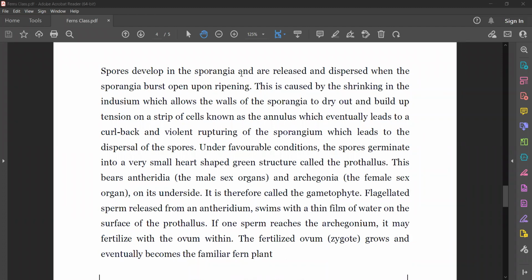The archegonia are on the underside of the prothallus. When the conditions become favorable, sperm is released from the antheridia, goes into the archegonium, and fuses with the ovum to form a zygote. The zygote then develops into a fern. But note that the sperms that are produced are flagellated to aid movement, and this movement is done in a thin film of water. Hope we are clear on this.